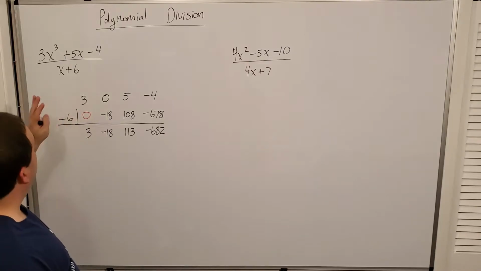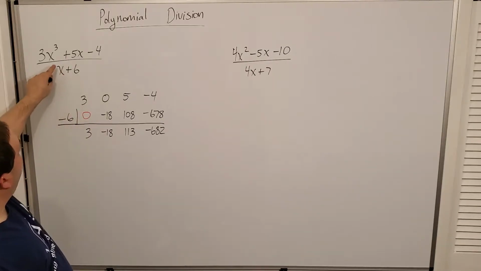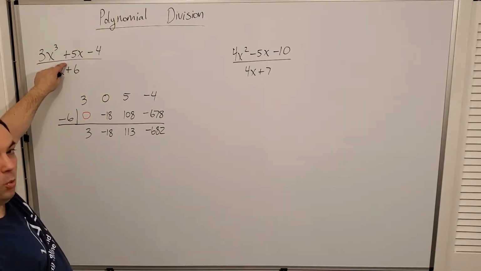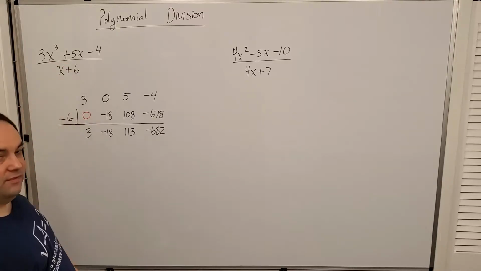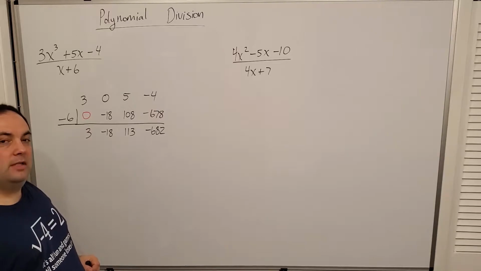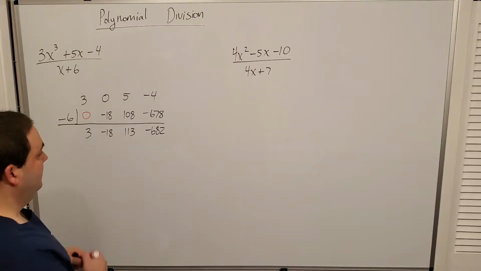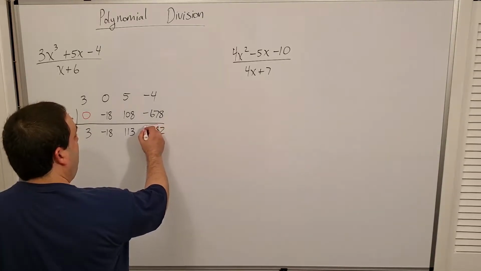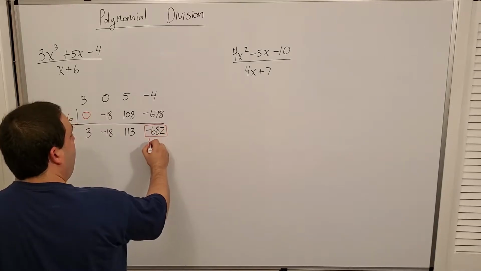Now, however many powers of x you have in the denominator, in this case x to the 1, that's how many remainder spots you should anticipate. So in other words, this spot right here is a remainder.